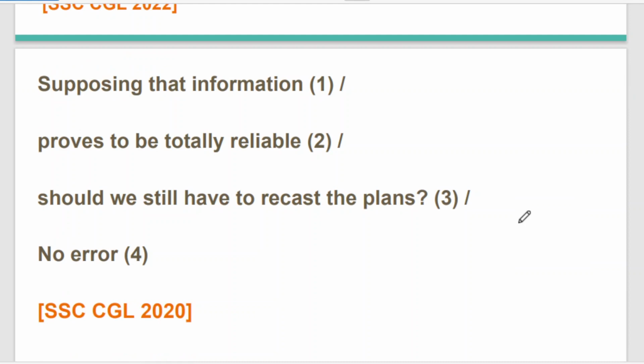Now this question is really different and not difficult but very different and with a wonderful twist. So please be very careful and please concentrate on this question. This question is of SSC CGL 2020. Let's read the question. Supposing that information proves to be totally reliable, should we still have to recast the plans? There's a question mark, hence it's an interrogative sentence.